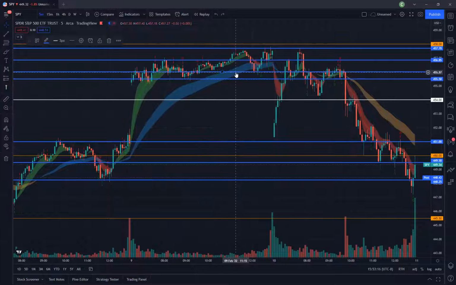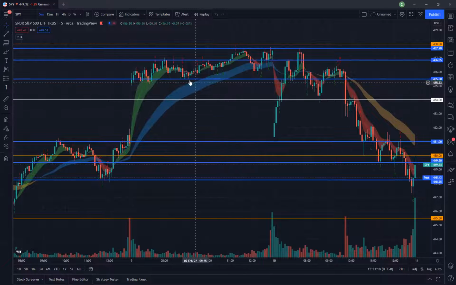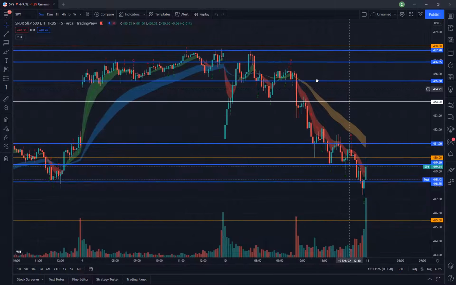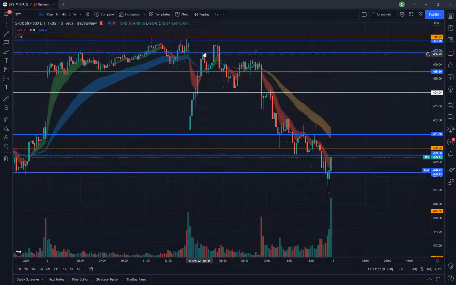Actually, this is the one I want to move. So this one, clear bottom, clear top here. We finally push through. We get rejected here, fall back down, bounce. Those 3 key levels basically served as the reversals. Look how perfectly this works, right?